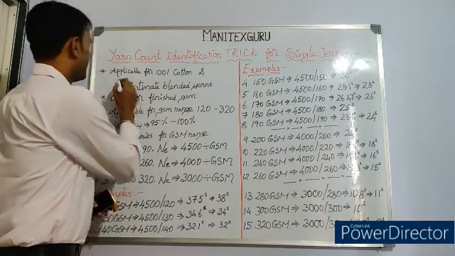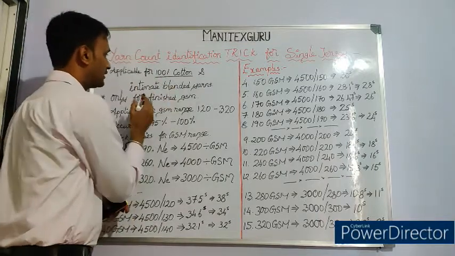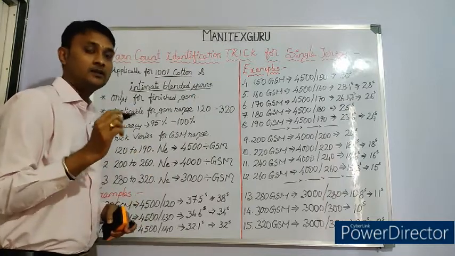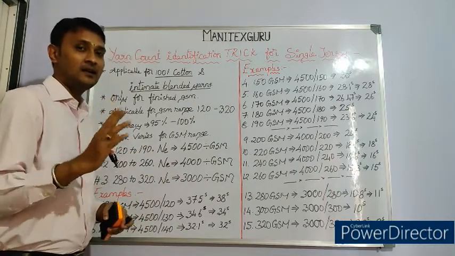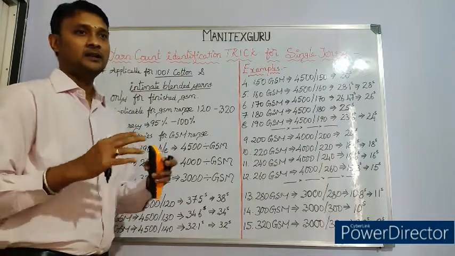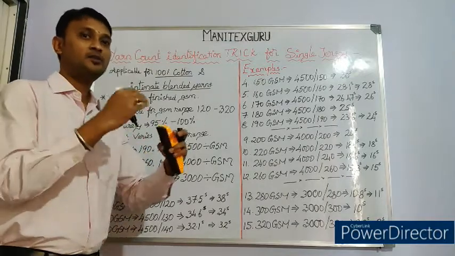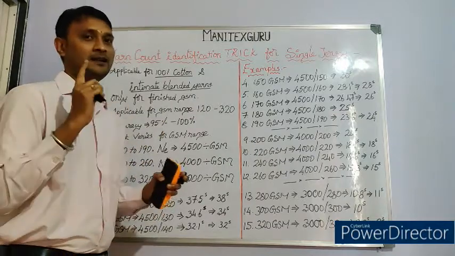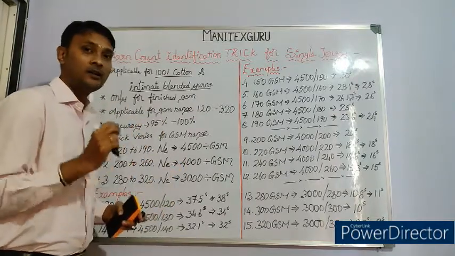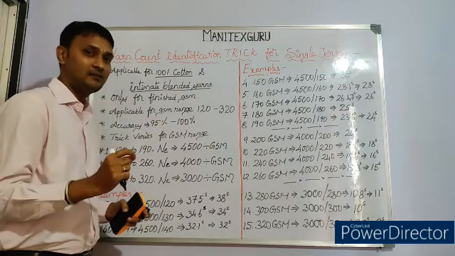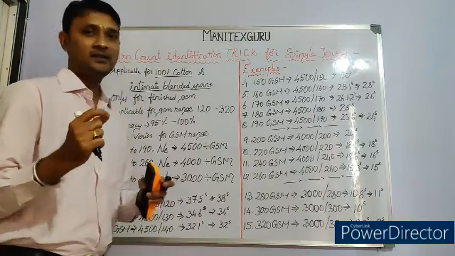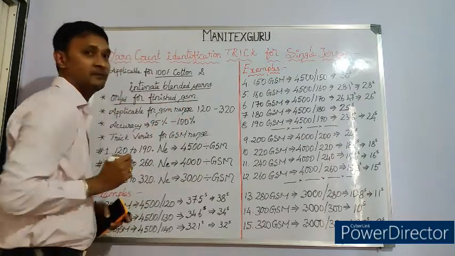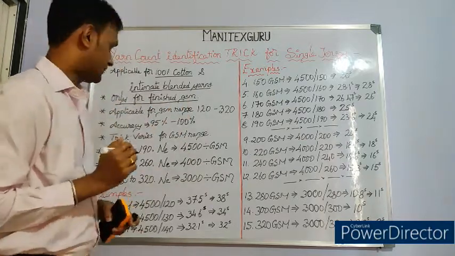Condition number 1. This is applicable for 100% cotton and intimate blended yarns. The single jersey fabrics must be made with a single yarn, not a mechanical blended yarn. Even with the same content but two different counts, this trick cannot be applied. So it is applicable only for 100% cotton single yarn fabrics, and it is applicable even for intimate blends. Number 2, only for the finished GSM, not for the afterwards GSM.